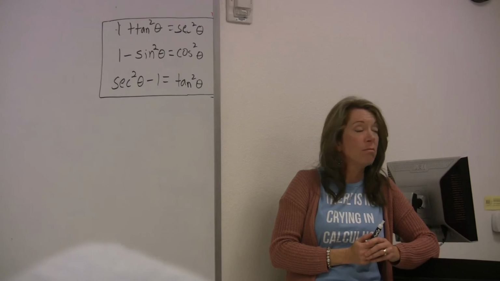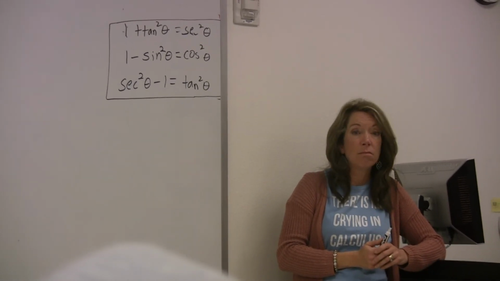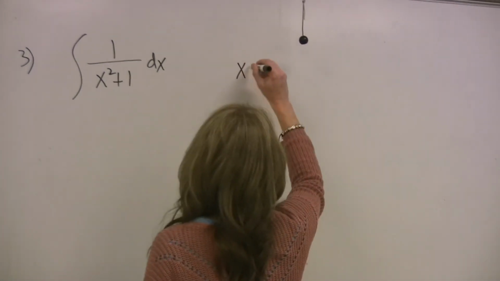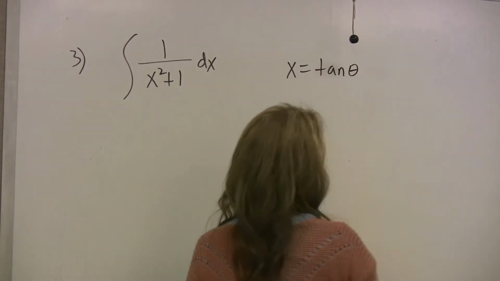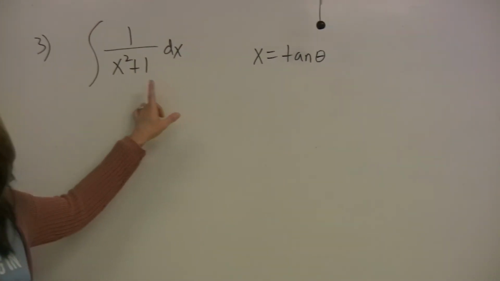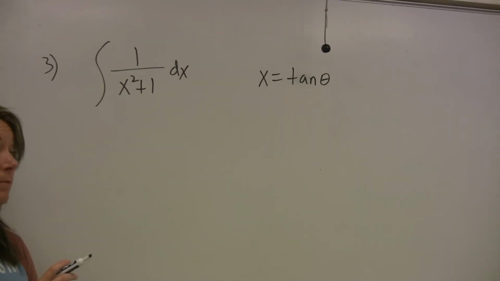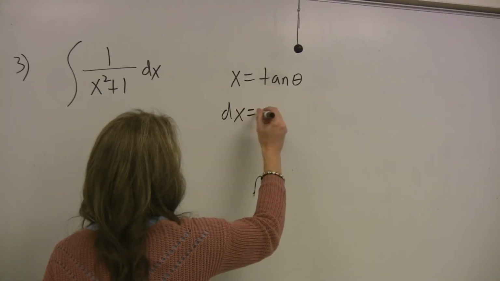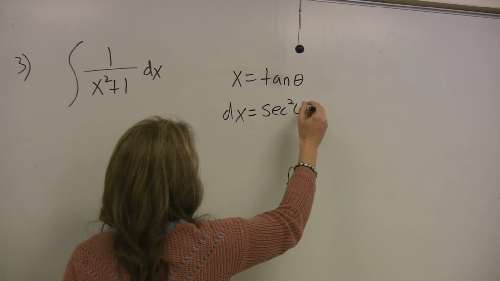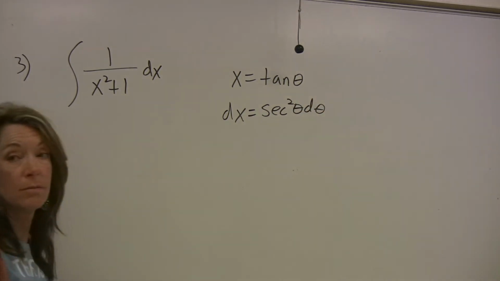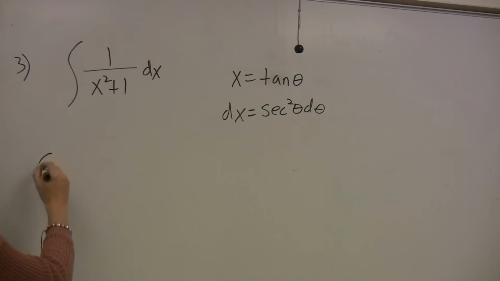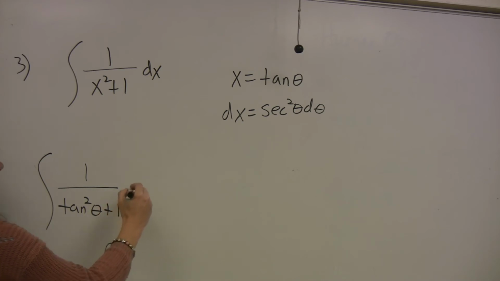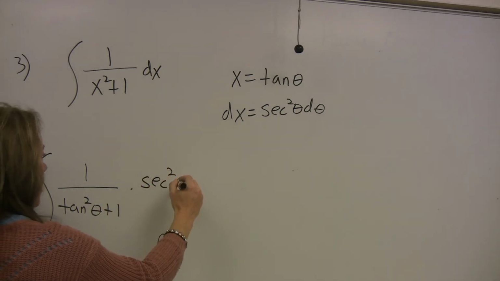So what's my substitution? X equals tangent theta, because I've got 1 plus x squared. Now what? We need dx. dx equals secant squared theta d theta. Let's plug all that in. 1 over tangent squared theta plus 1 times secant squared theta d theta.